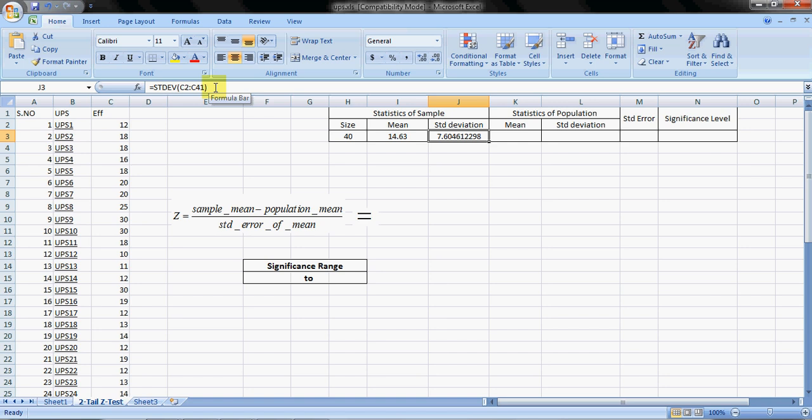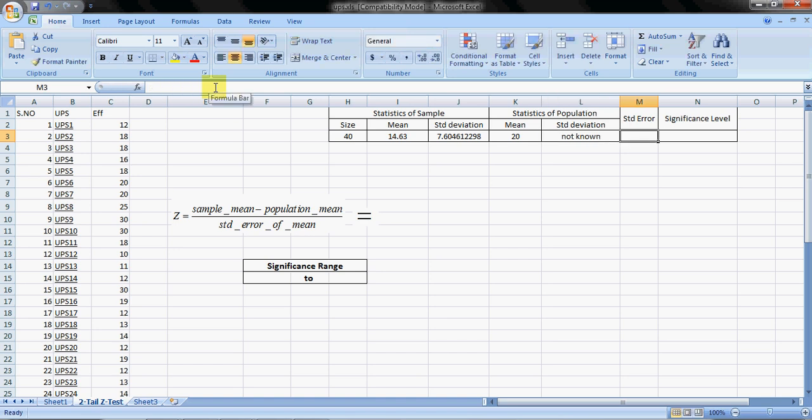Now the statistics of the population. The mean is the claim that the executive of the UPS company has made. What he said is that the average backup of every UPS manufactured in this company is 20 minutes. So here the mean of the population is 20. The standard deviation, as the population is very large, is not known.